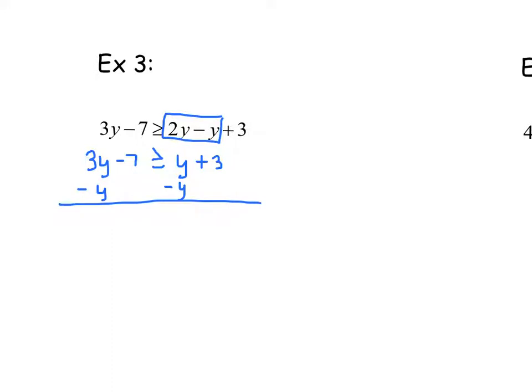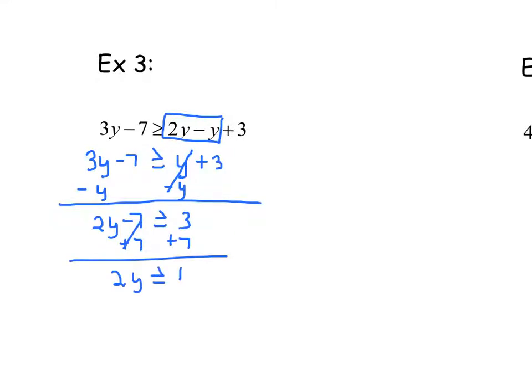Draw my line. 3y minus 1y is 2y. Minus 7 is greater than or equal to, that cancels, and I get 3. Then it's easy from here. I just add 7 to both sides, and I get 2y is greater than or equal to 3 plus 7, which is 10. Then divide by 2. So y is greater than or equal to 5.